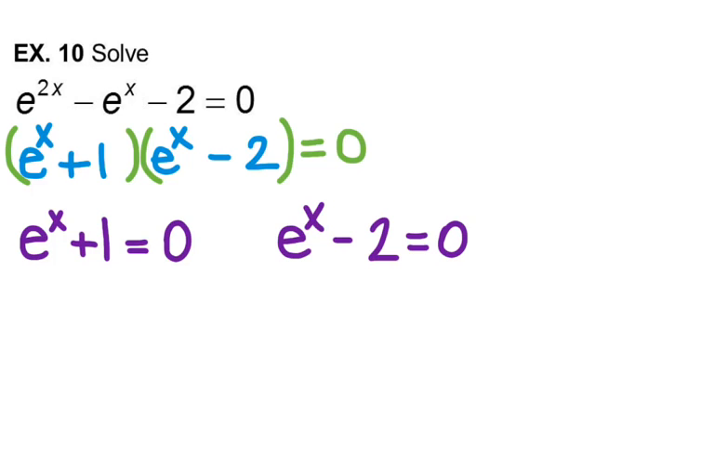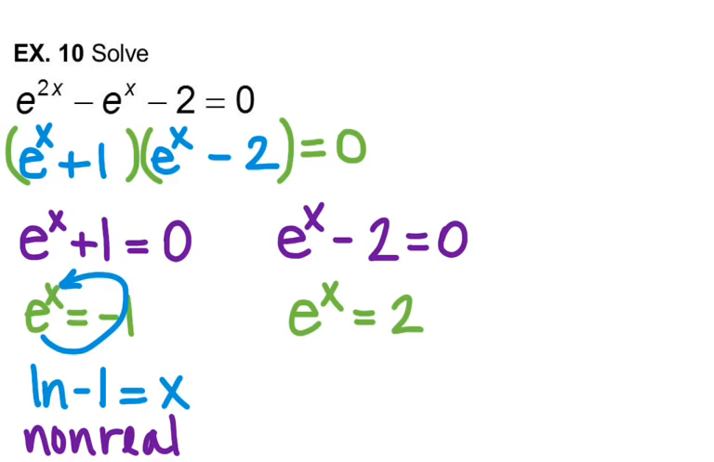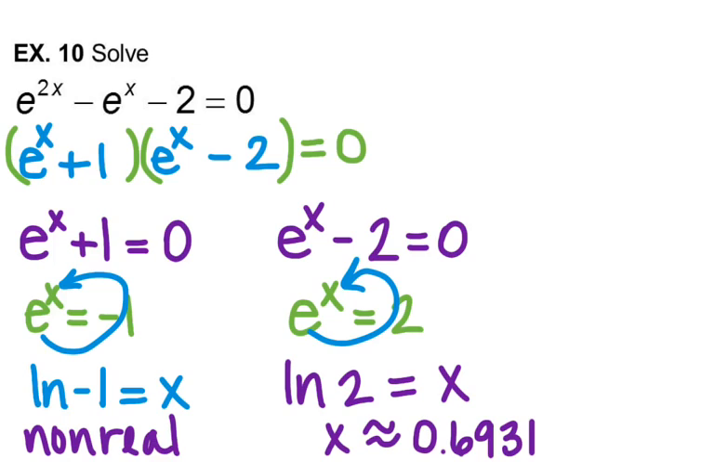So then I set each factor equal to 0 and solve. So this would be e to the x equals negative 1, which is the same as the natural log of negative 1 equals x. And if I type this in my calculator, this is a non-real answer because I can't find the natural log or the log of a negative number. Okay, on the other side, e to the x will equal 2. So then the natural log of 2 equals x. And if I type in the natural log of 2, this is about 0.6931.